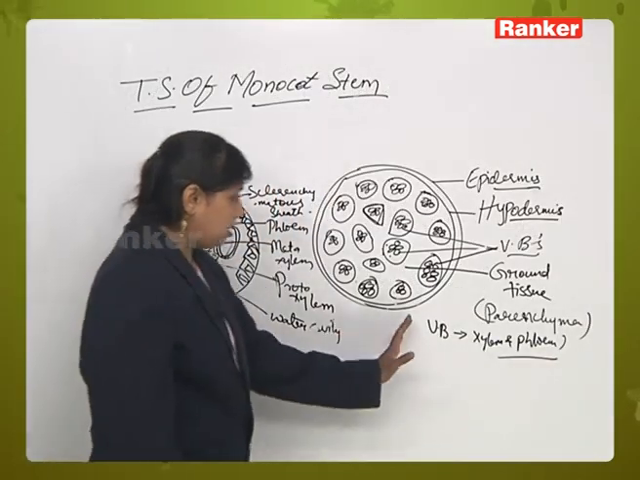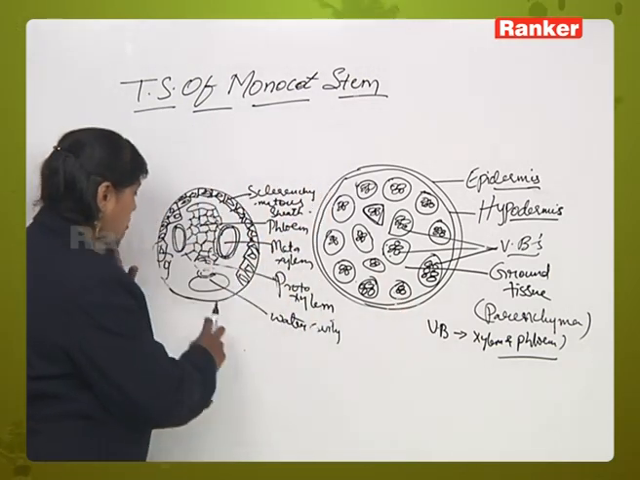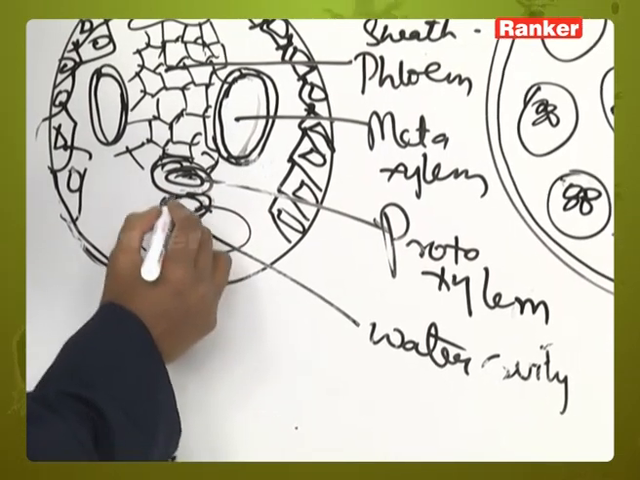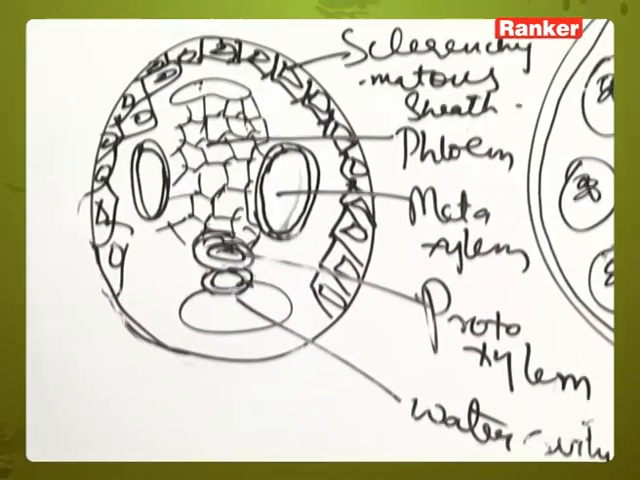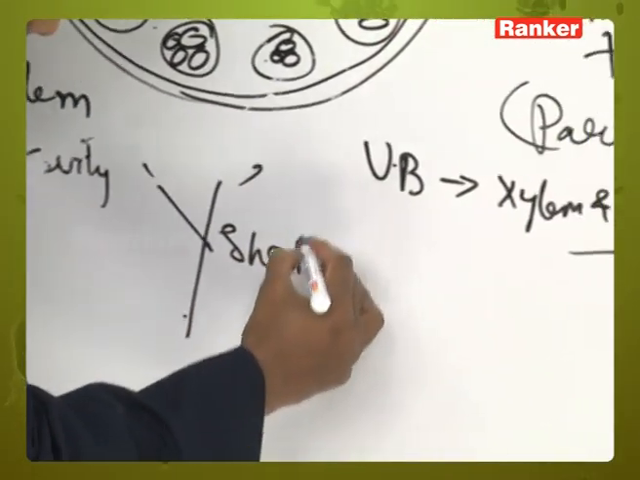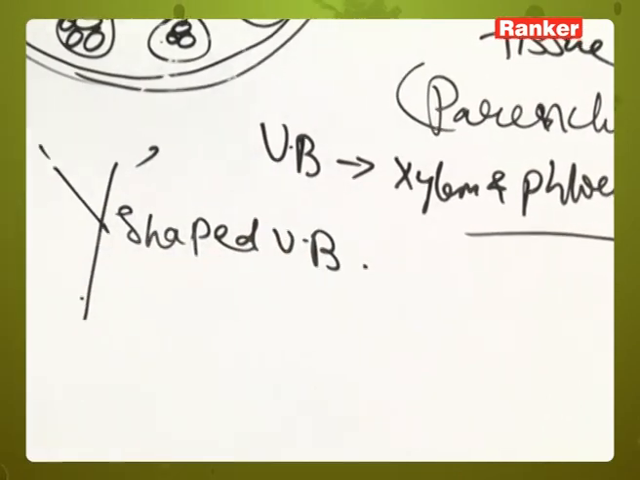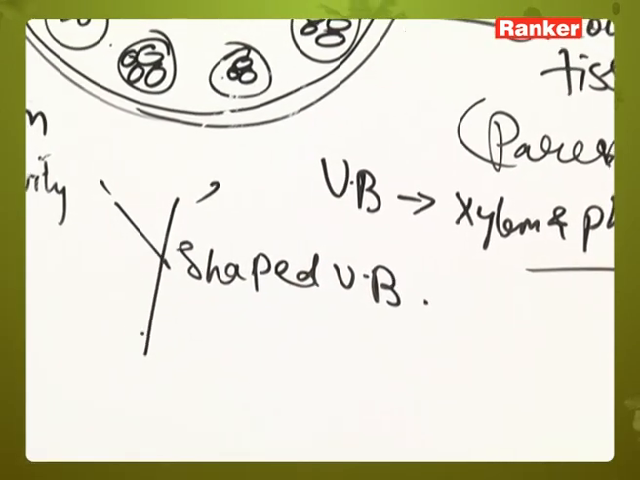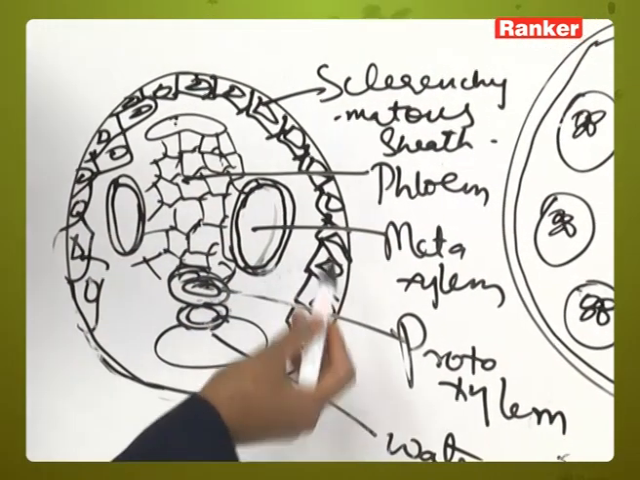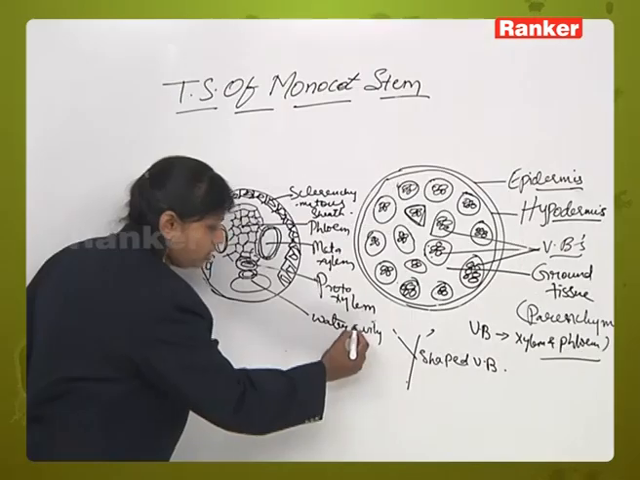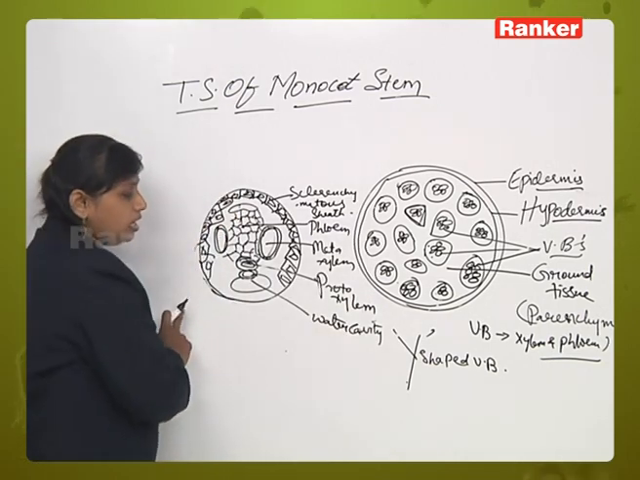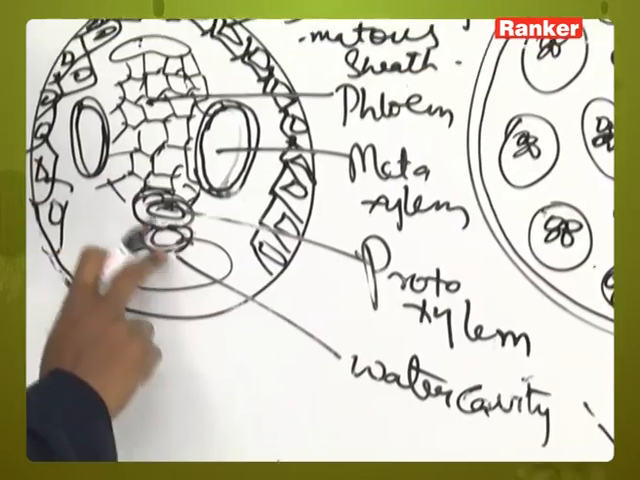Now when we see the detailed structure of the vascular bundle, it is somewhat like this. The shape of the vascular bundle is Y shape. It is surrounded by a sclerenchymatous sheath, and here you will see the presence of phloem, metaxylem and protoxylem, and below the protoxylem you will see the presence of a water cavity. This water cavity is present below the protoxylem.